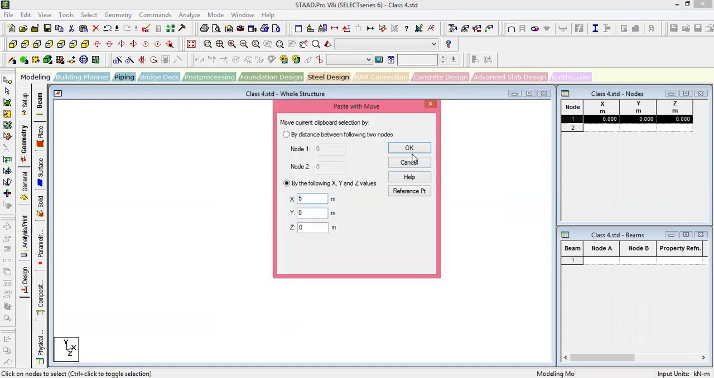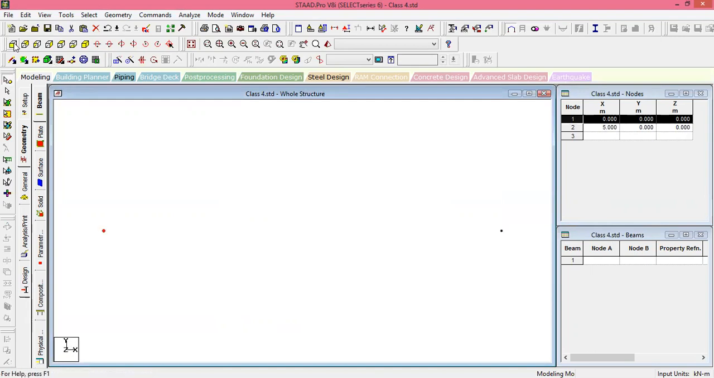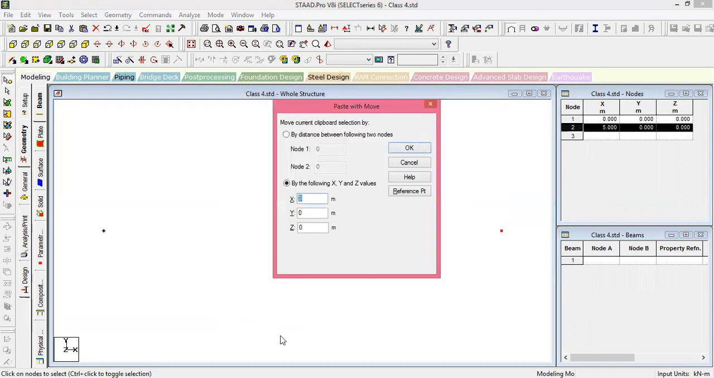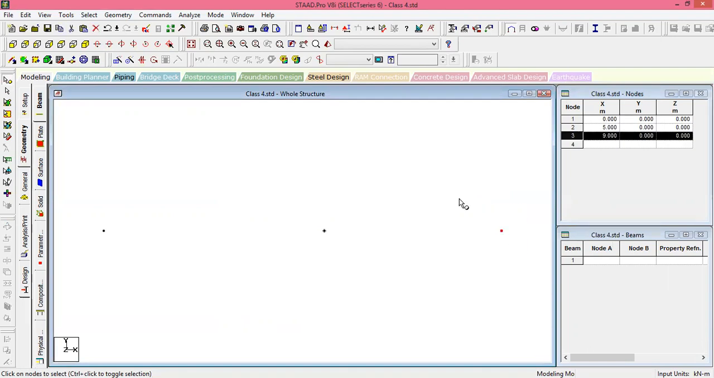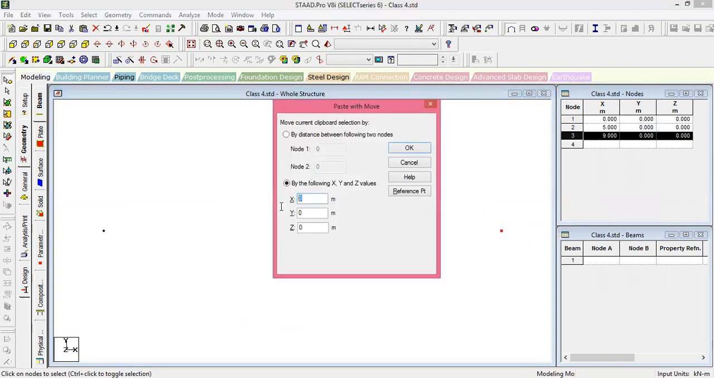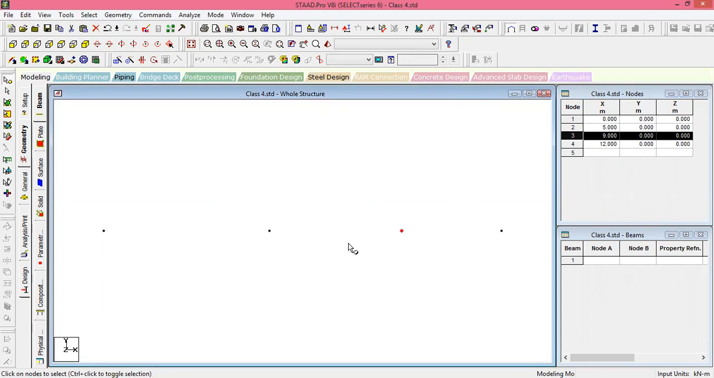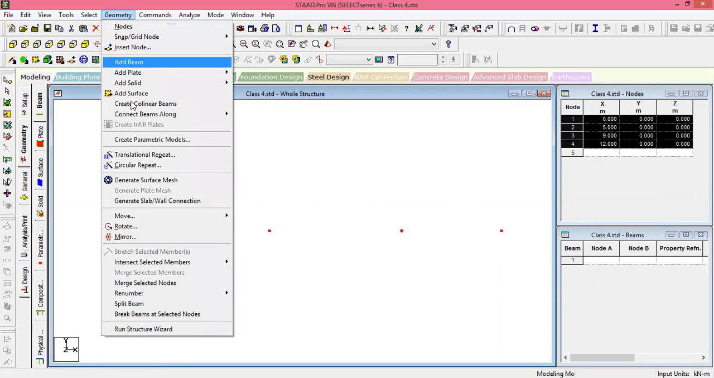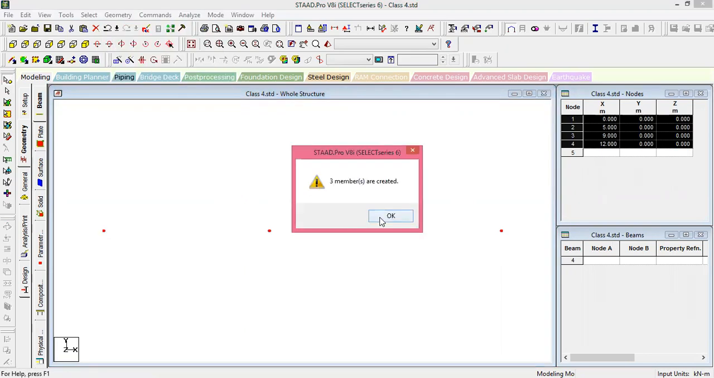Control C, Control V. X is equal to 5 meters. Okay, go to V from Z. Then the third node, X is equal to 4 meters. Then the fourth node, X is equal to 3 meters. Okay. And now connect geometry, connect beams along X-axis.